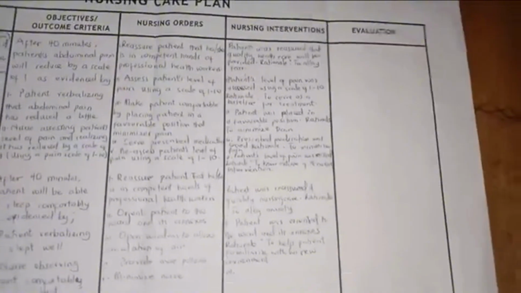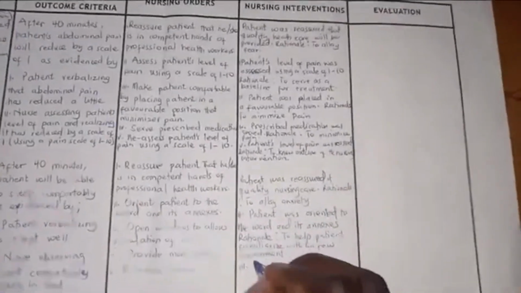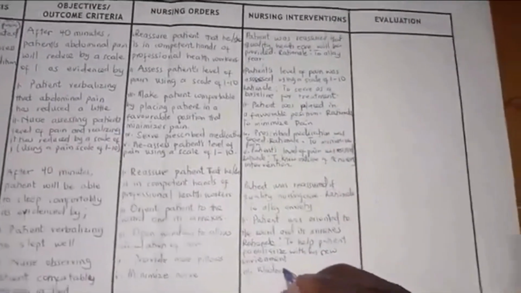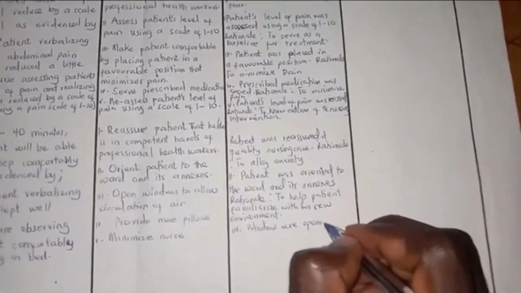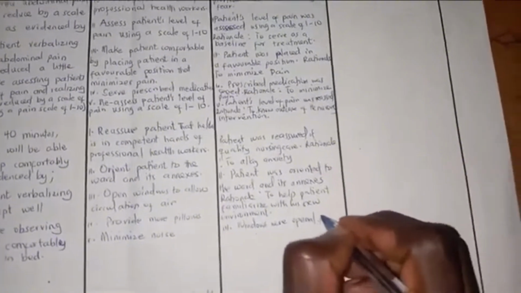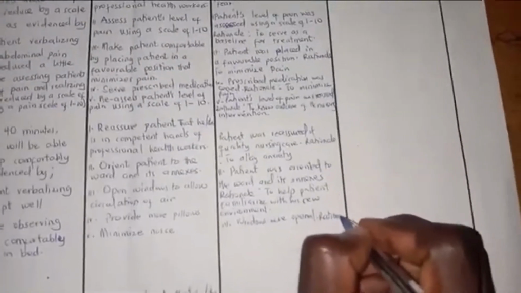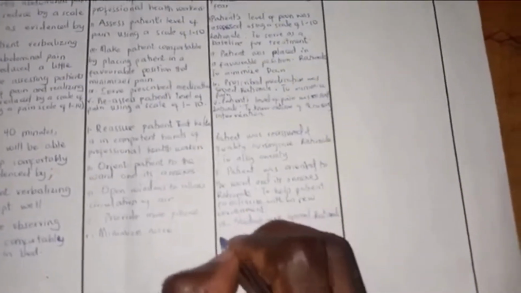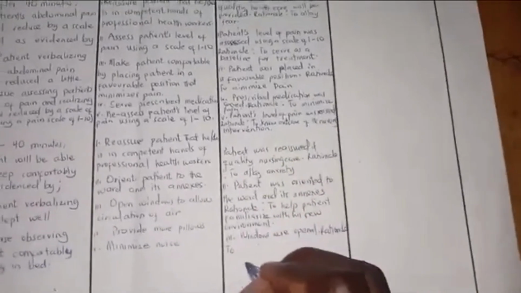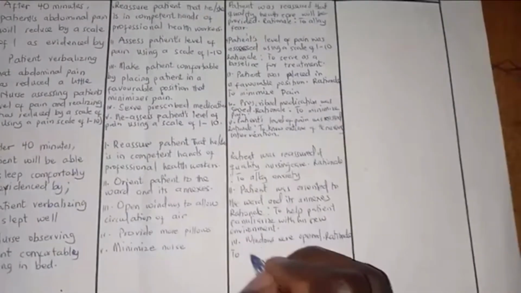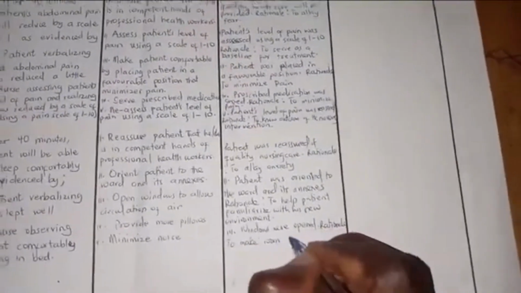And the third one, open windows to allow circulation of air. So windows were opened. So rationale, why? Okay, let's say to make the room temperature suitable for sleeping.